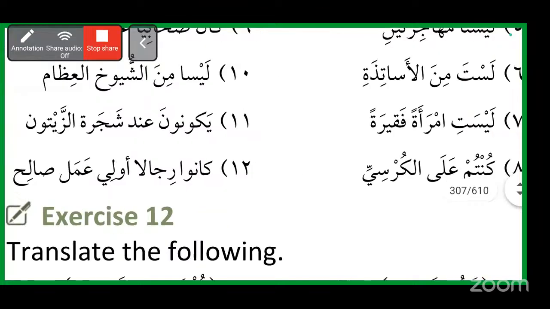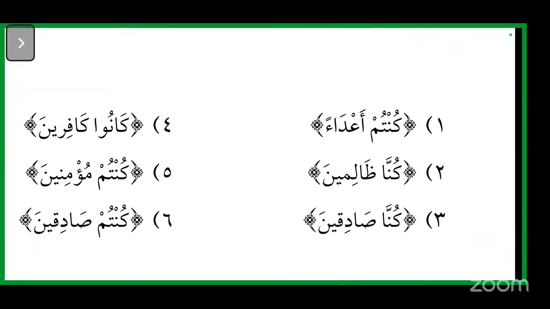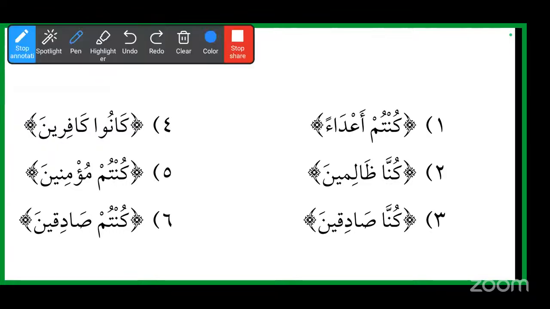The exercise 12, inshallah. Kuntum a'da'an, you all were enemies. Kunna dhalimin, we were the oppressors. Kunna sadikin, we were the truthful. Kanu kafirin, they were the disbelievers. Kuntum mu'minin, you all were believers.